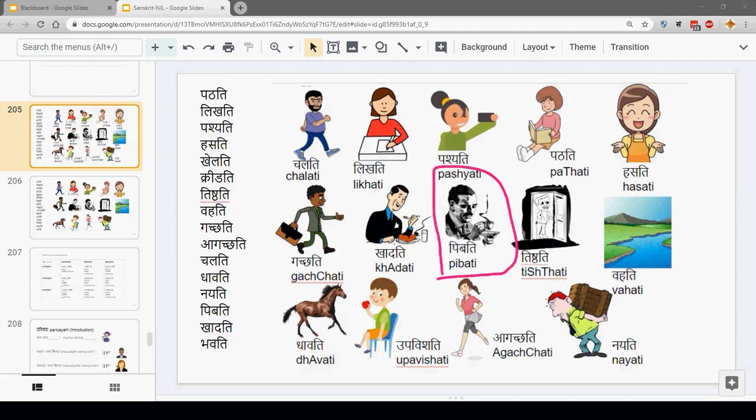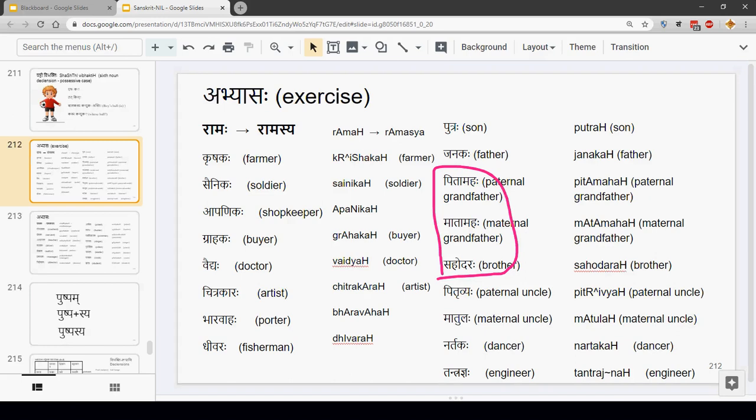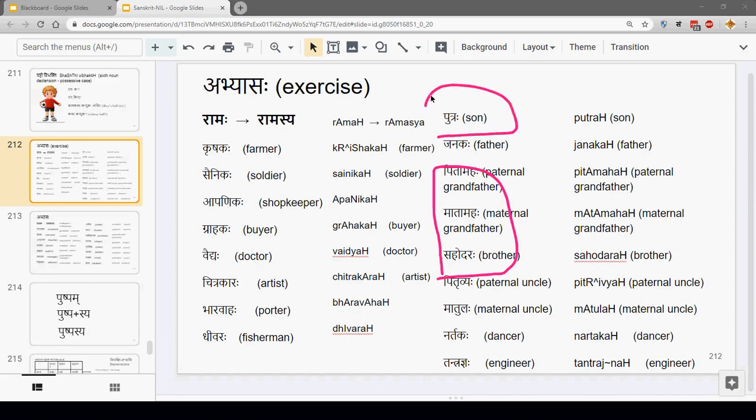Giovanni, what is the next one? I was trying to find the slide with the words. To me, it's quite difficult to remember words. One or two you can remember. For example, putraha is a common word. Krushakaha, farmer, may be difficult. Vaidyaha, doctor, we already saw. Putraha we generally use in everyday conversation, like son. And janakaha. Maybe nartakaha is also rememberable.